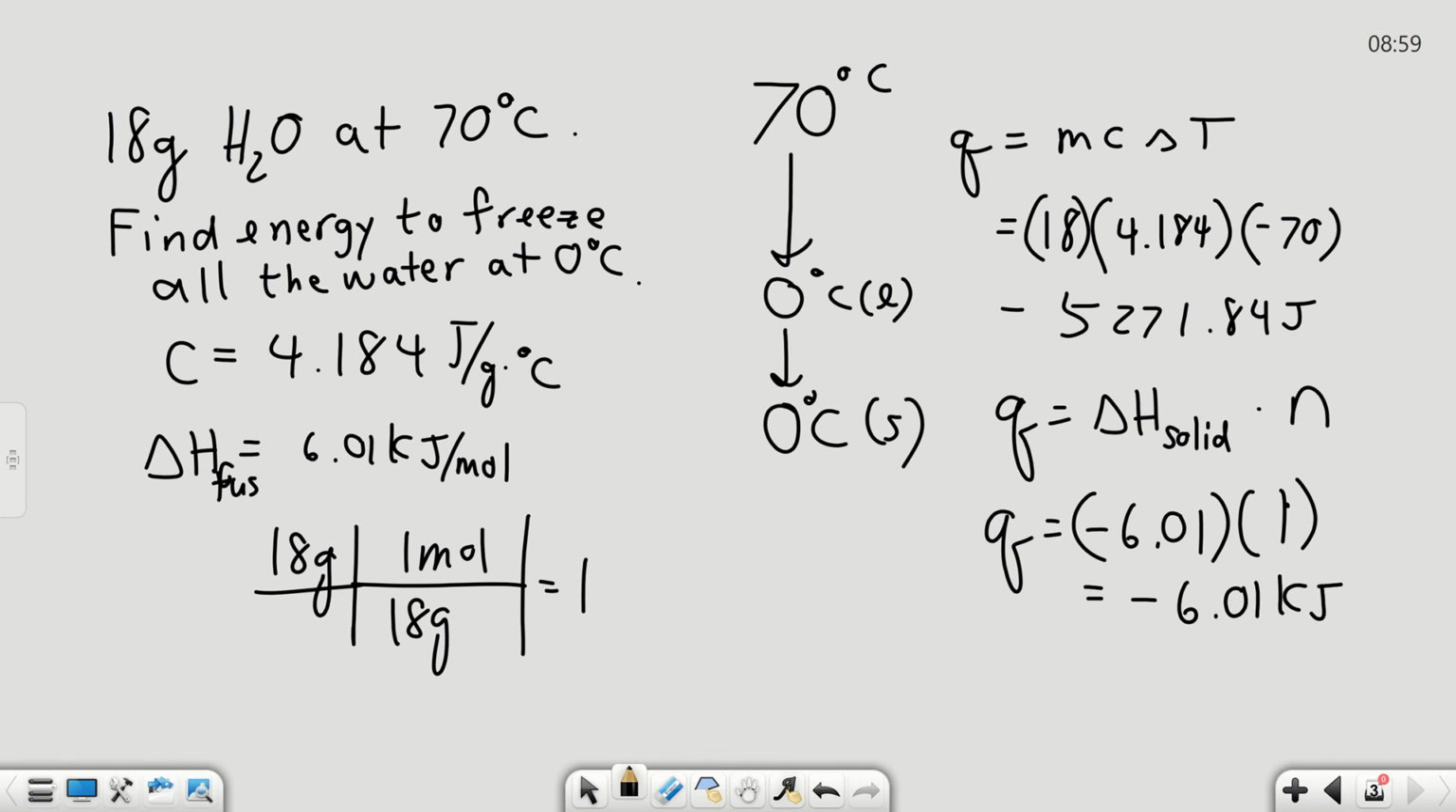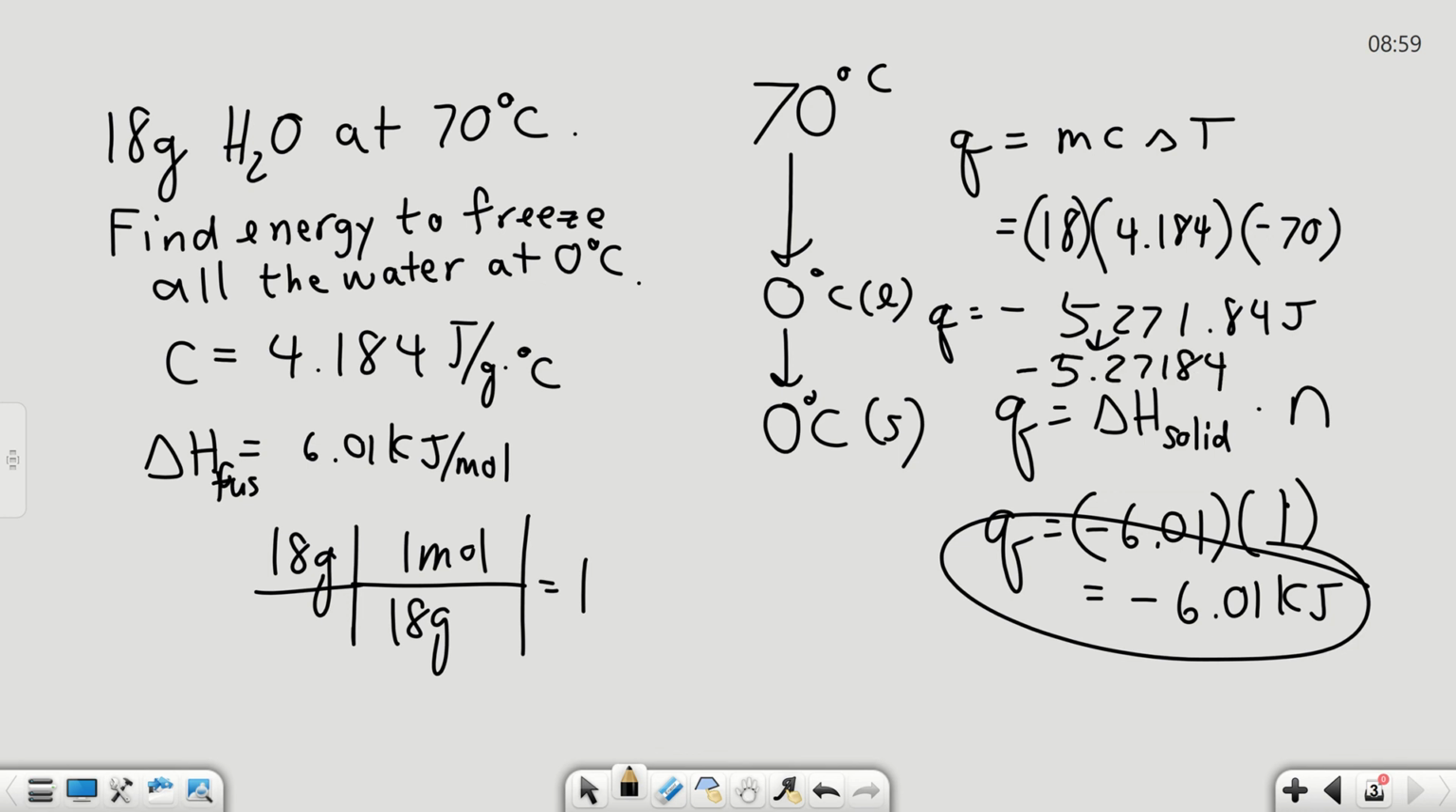Now the thing we have to be careful of is that I basically want to add these two together. This is Q and this is Q. They're both energy. But this one is in joules, so I need to change one to the other. I'm going to change the larger one, to negative 5.27184 kilojoules, so I divide by 1,000 and then basically add the two together. So negative 5.27184 plus negative 6.01 is going to equal a total energy released of negative 11 point something.